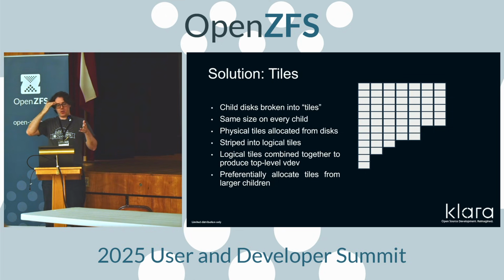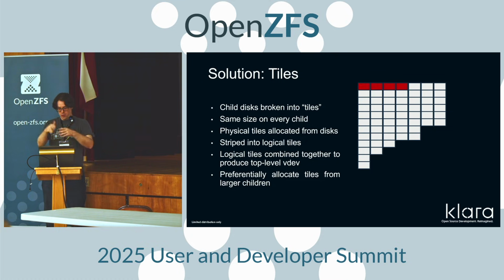And since we have this model where you have the stripes that work together to form the bigger VDEV, but the physical tile location is more flexible now, we can preferentially allocate the physical tiles from the larger child devices. And that way we can use those devices more and try to take advantage of all of the space on all of our different devices. So let's look a little bit at what this tile process looks like.